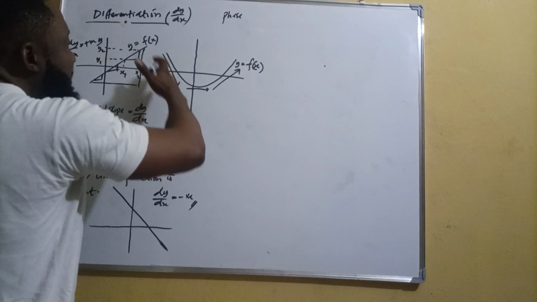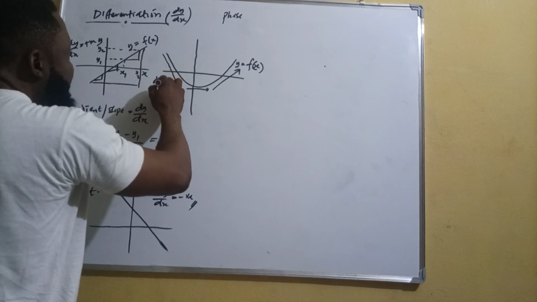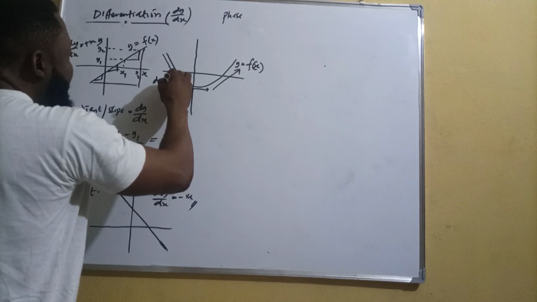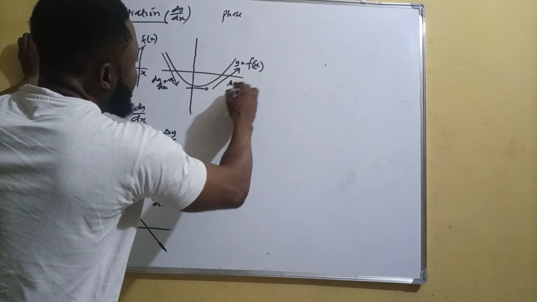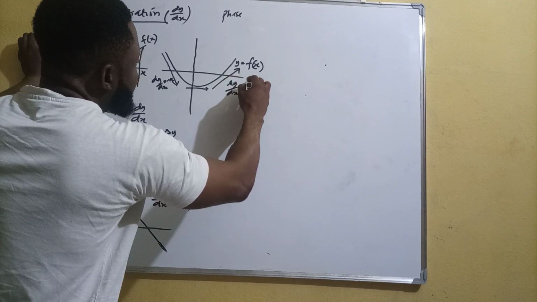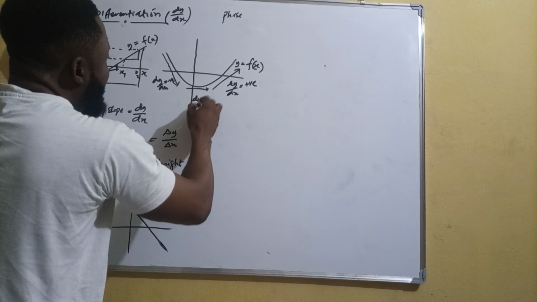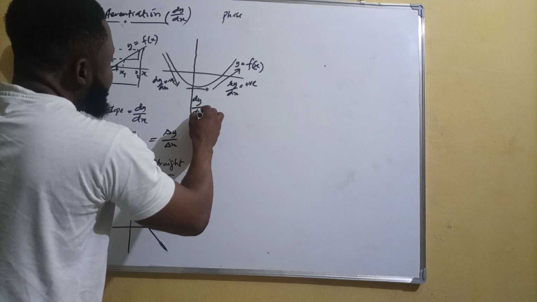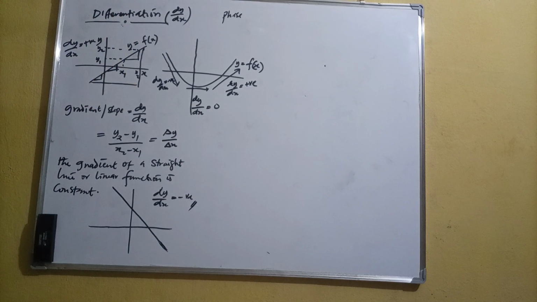Here at this point, since it's decelerating, the dy/dx will be negative. At this point, the dy/dx is going to be positive because it's accelerating. At this point here, which is the turning point, the dy/dx is going to be 0. So the gradient at that point is going to be 0.